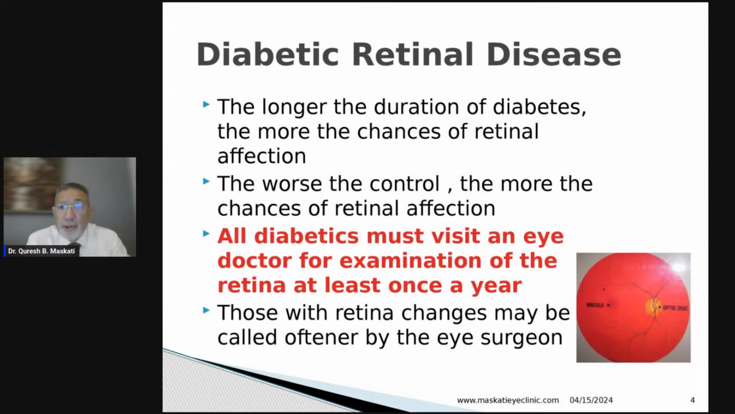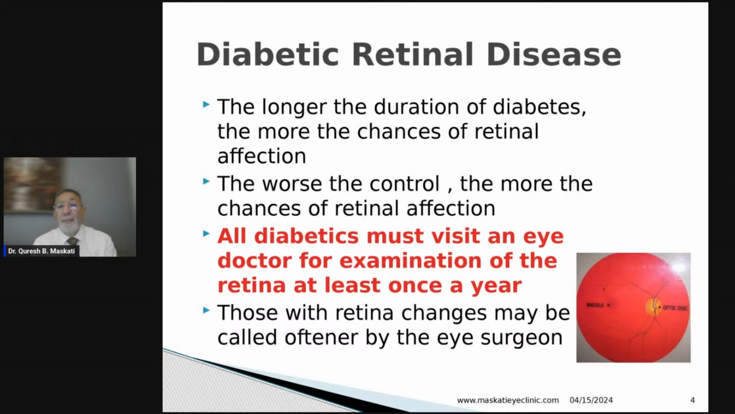But let us focus today more on the most important and vision threatening, which is diabetic retinal disease. You must remember that the longer the duration of diabetes, the more the chances of retinal affection. So somebody who's been a diabetic, even an excellently controlled diabetic, since 25 years, has more chances of developing retinal disease than a diabetic who is poorly controlled but has had diabetes only since 3 years.